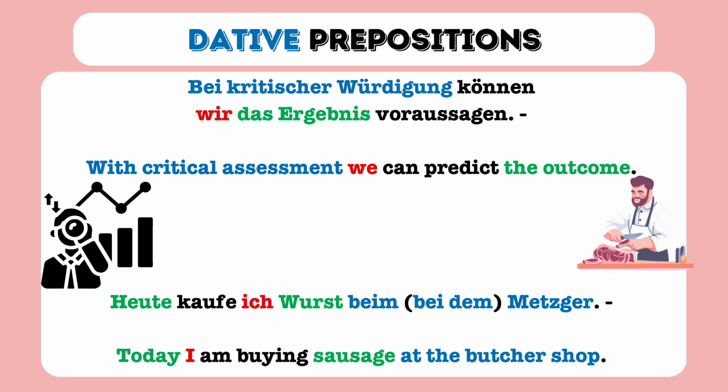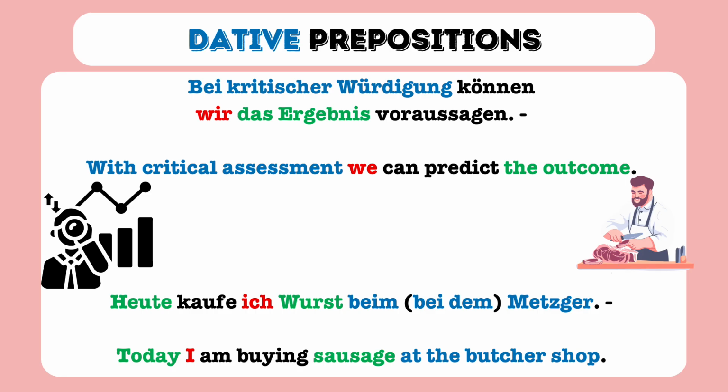Bei kritischer Würdigung können wir das Ergebnis voraussagen. With critical assessment, we can predict the outcome. Here we have the preposition bei, meaning with. You could also think of it as through these means.